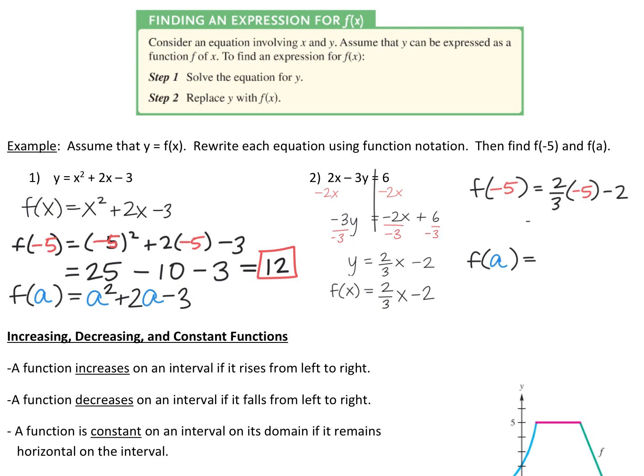It should be negative 16/3. This is just like learning how to use your calculator. Okay, and then this guy, f of a, just replace a into that equation. So we just did this one, 2/3 a minus 2. Hopefully we got that.